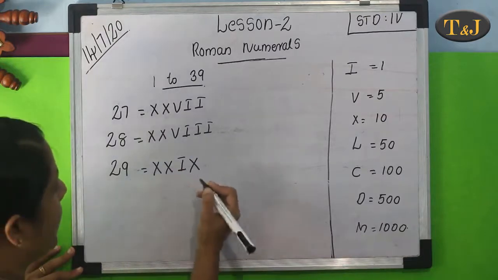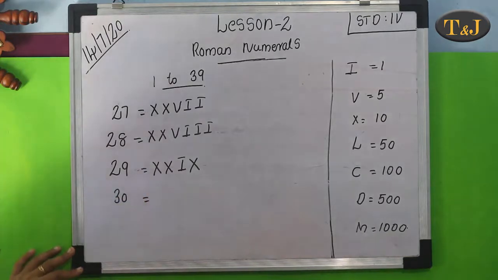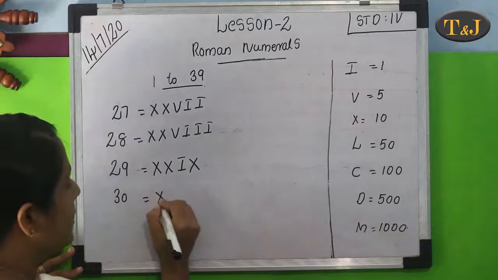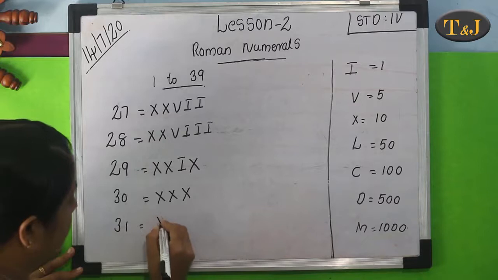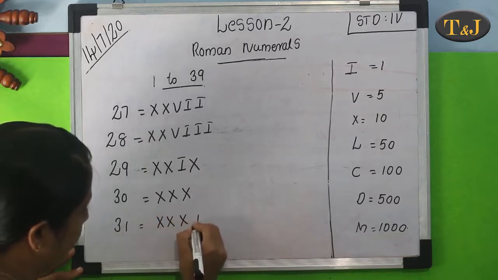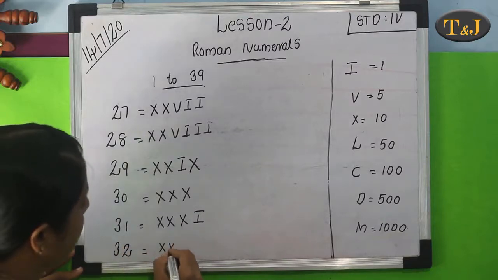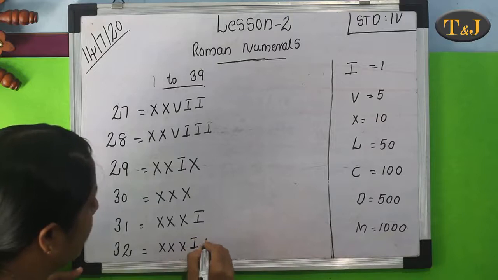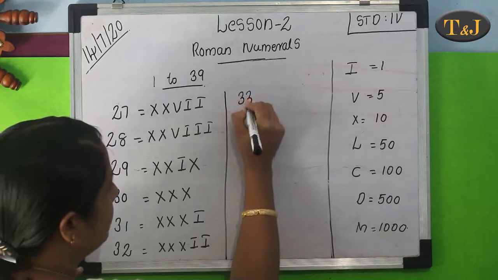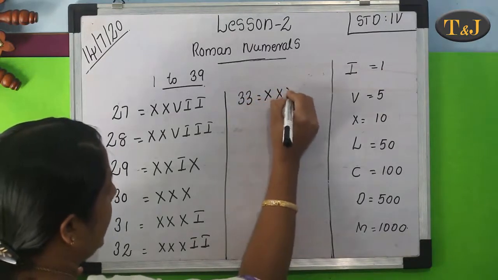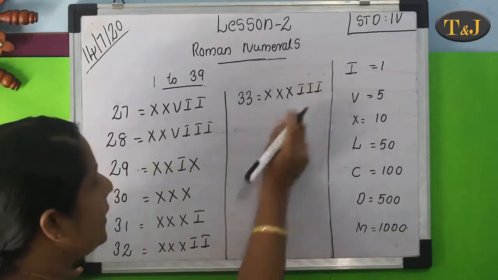So XXIX equals 29, then 30 as XXX, that is XXX as 30. Then 31 as 30 plus 1, that is XXXI, 31. Then 32 as XXXII, 32. Then 33 as XXXIII. That is 30 plus 3 equals 33.